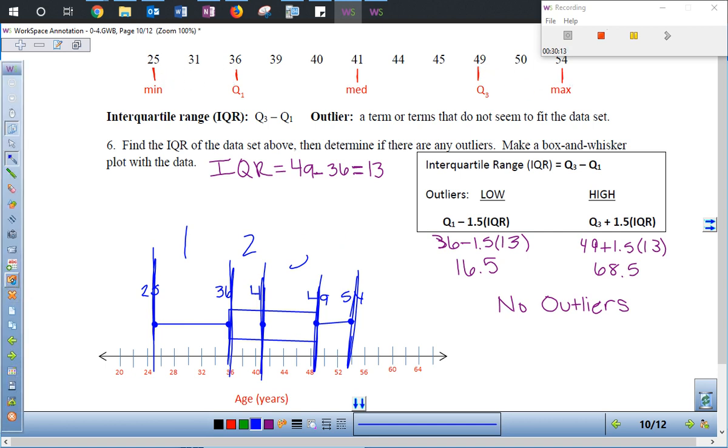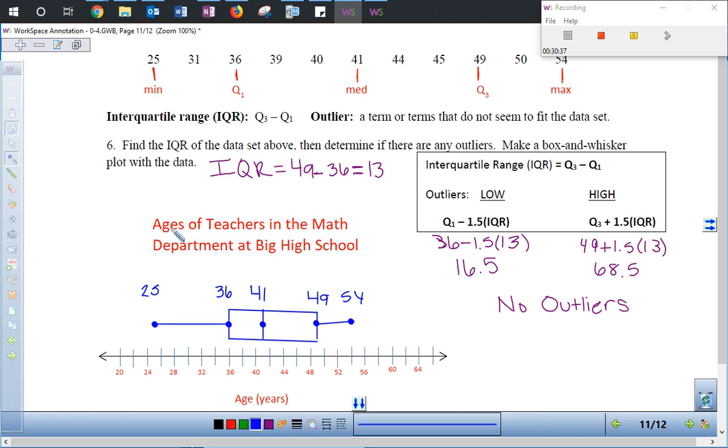Now, the last thing we need to do before we move on is come up with a good title for my box and whisker plot. Like I said, 9 times out of 10, they just give it to you in the problem. So it said on number 5, the data value that we are working with, the ages of teachers in the math department at Big High School. That's a long title, but that's okay. It's very descriptive. So just make sure we put that up top. Everything is capitalized like it should be. And there we have our first box and whiskers set.